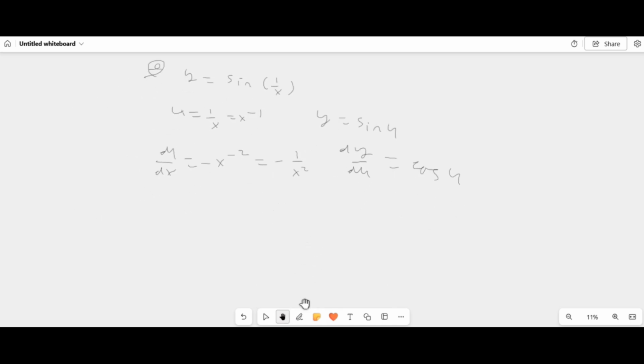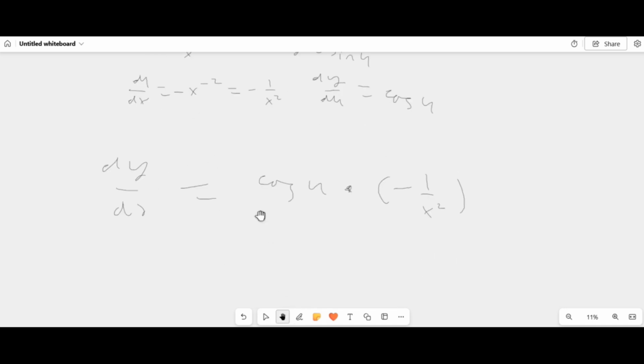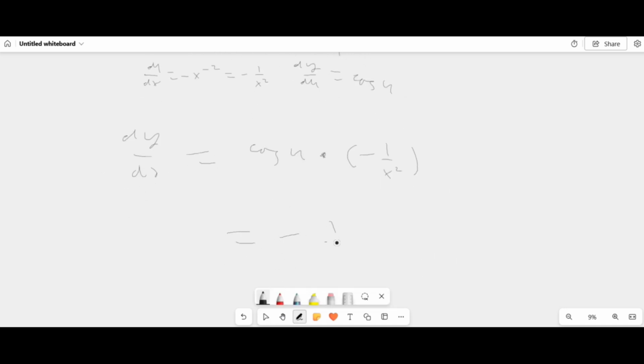Now you want to times them together. So dy over dx is going to be cos u times minus 1 over x squared. I don't even need to write it like that. That's just going to be minus 1 over x squared cos u. And u is obviously 1 over x, so that's minus 1 over x squared cos of 1 over x.